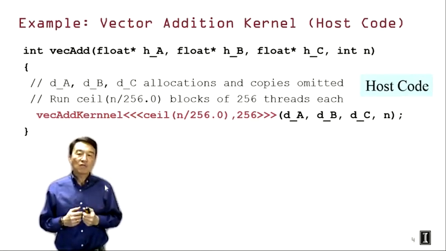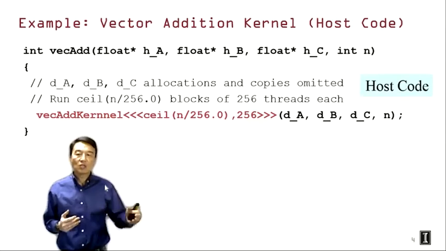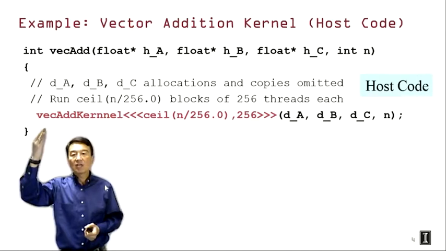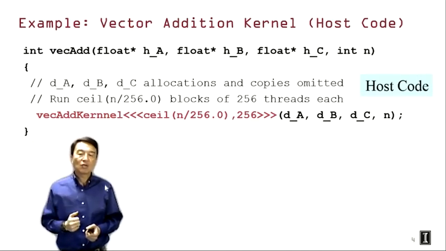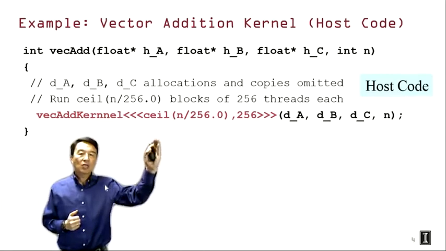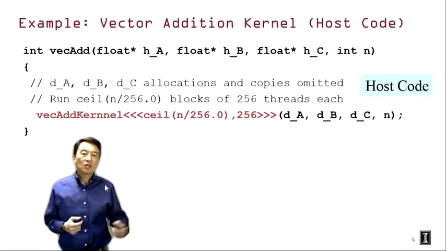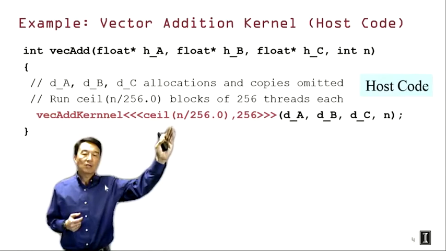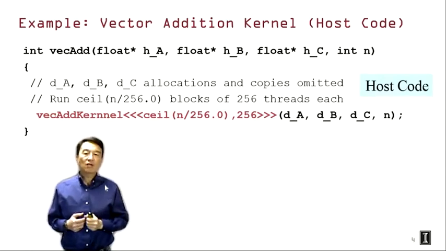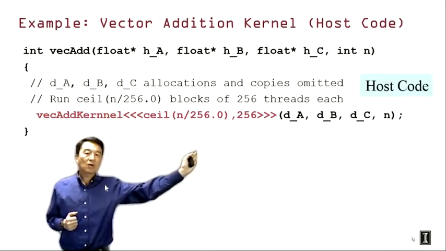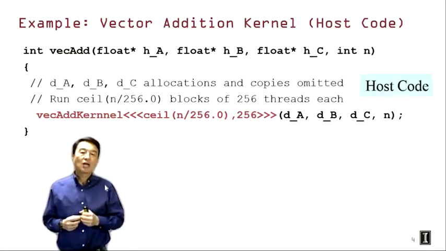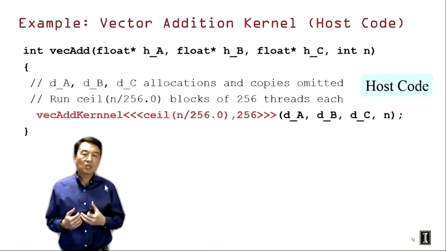The kernel launch is very similar to any C function call. So we still have the C function name, which is vecAddKernel, just the name that we assign to the kernel. But between the function name and the parameters that we give to the function, we also need to supply a configuration parameter set to the kernel. So we actually have two configuration parameters. The first one is the number of blocks in the grid, and the second one is the number of threads in a block.